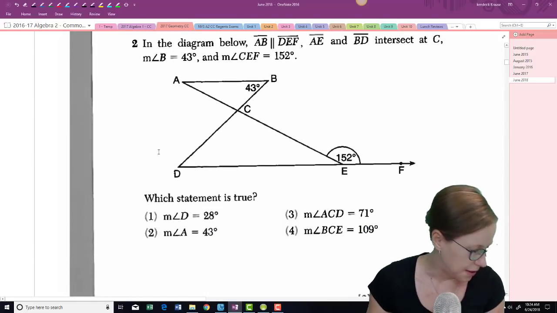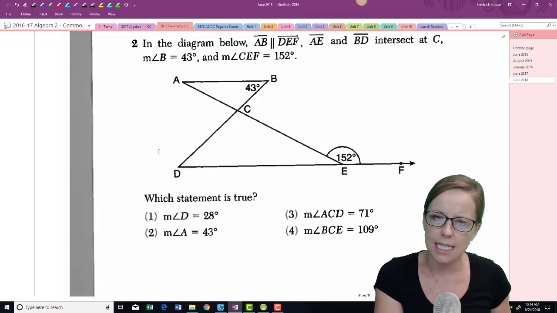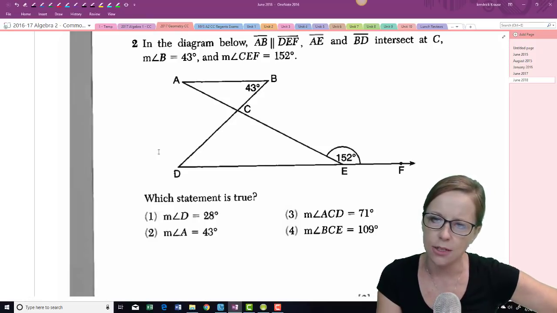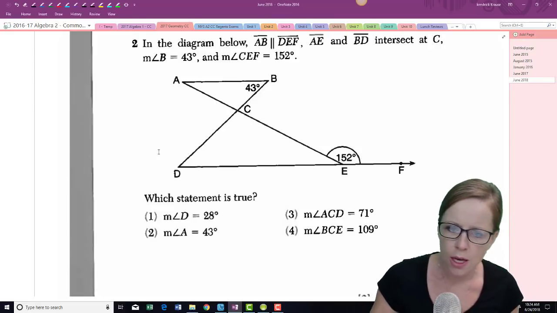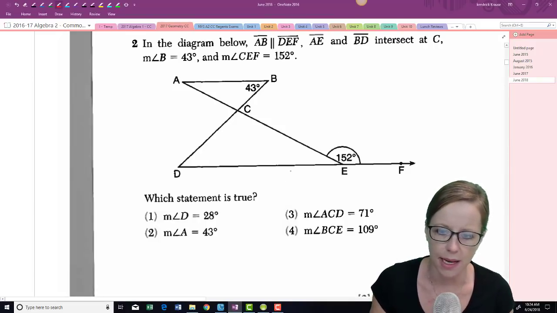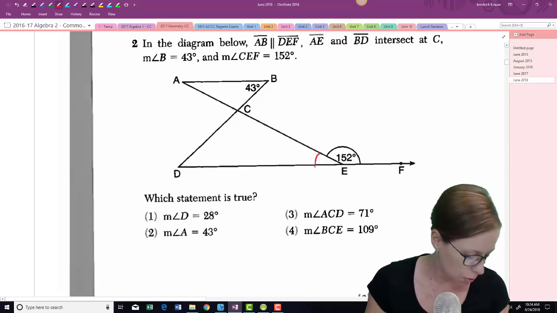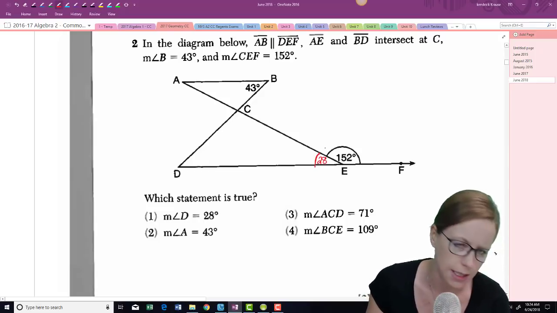Then you've got to do a little bit of math this time. So in the diagram below, AB is parallel to DEF, AE and BD intersect at C. The measure of angle B is 43, CEF is 152. So my first reaction when I see a picture like this is just to start filling in some angles, because you can see down here there's all these choices. So right here I see a 152, which means that whatever's here should sum to 180. So 180 minus 152 is 28. It's got 28 degrees here, which is a linear pair.